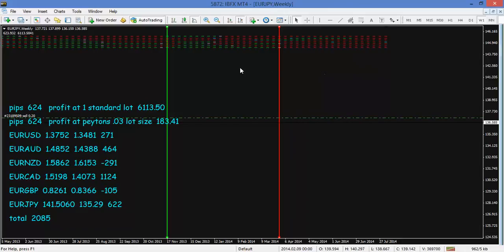I must have stopped and it did the math, and then I moved it to where we wanted to go, because it really should have. You should have made money. But look here, Euro NZD lost 291 pips. The Euro GBP lost 105, but the Euro CAD made 1,124. That's good. And Euro USD made 271.